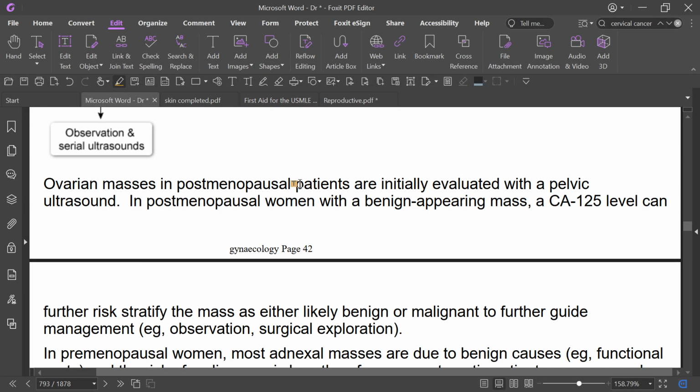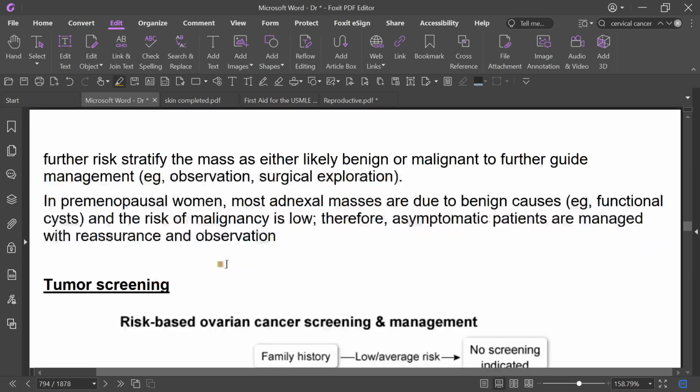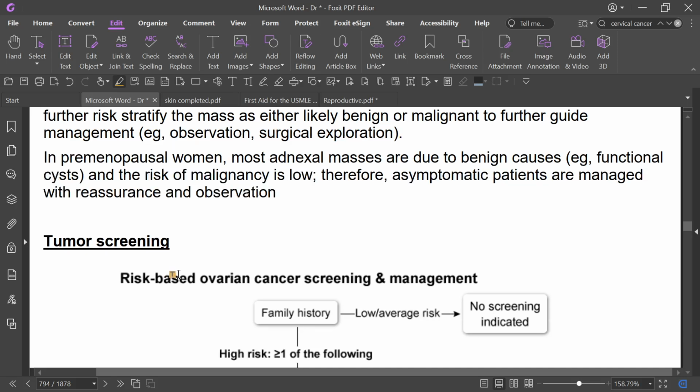Ovarian masses in postmenopausal women are initially evaluated with a pelvic ultrasound. In postmenopausal women with a benign appearing mass, CA125 level further risk stratifies the mass as either likely benign or malignant to further guide management. In premenopausal women, most adnexal masses are due to benign causes. For functional cysts the risk for malignancy is low, and therefore asymptomatic patients are managed with reassurance and observation.